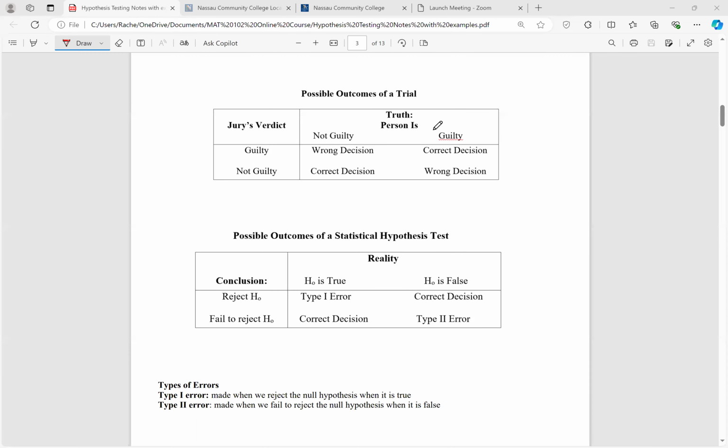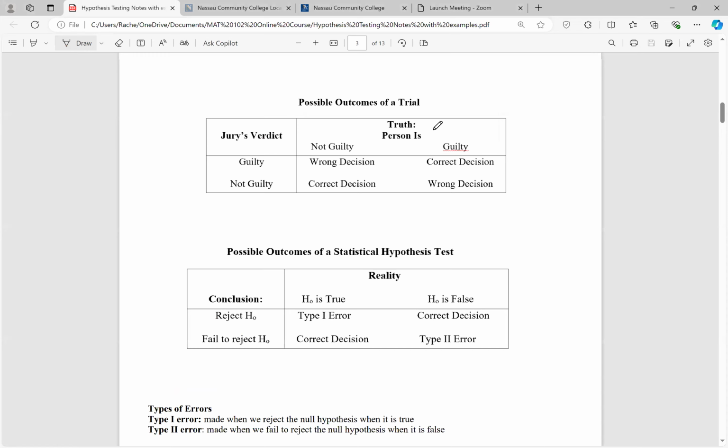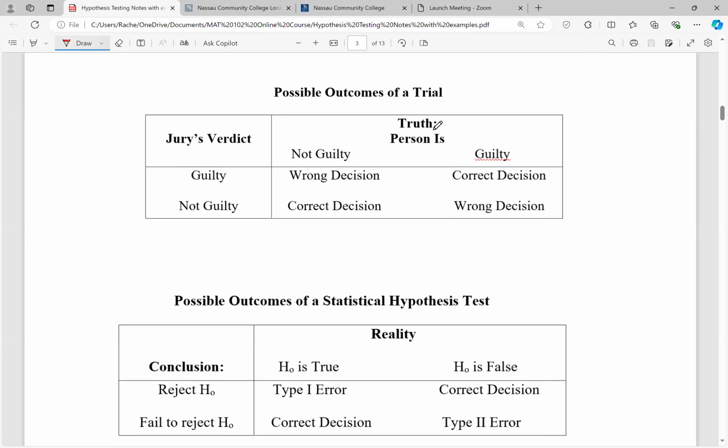Let's take a look at these two tables that I have set up here before we talk about types of errors, because I think these are going to help us to understand the types before we even look at a formal definition. I think this does a good job of illustrating the two types, especially this first table up here. Let me just make this bigger, because I think it's easier to relate to rather than the statistical test, because we're not really familiar with that yet. But the possible outcomes of a trial, I think we have a little bit more familiarity with that.